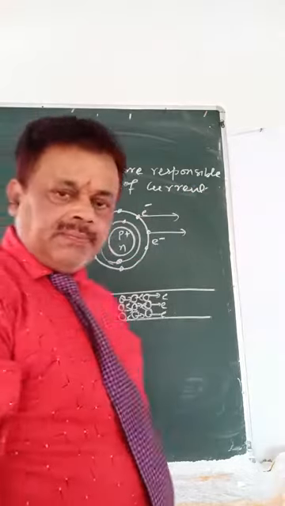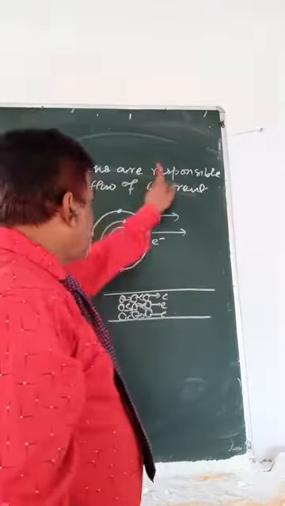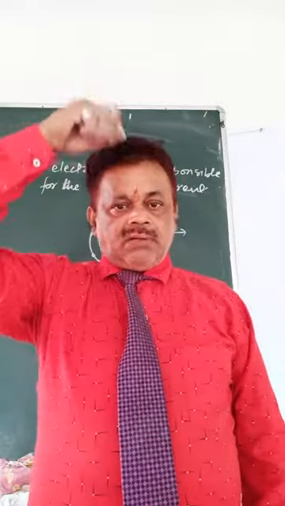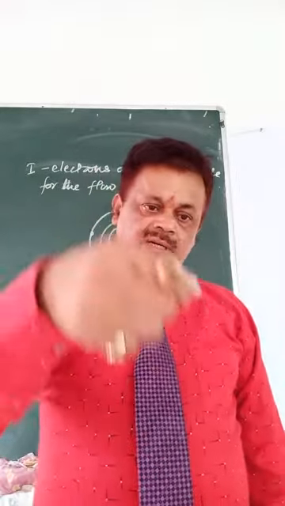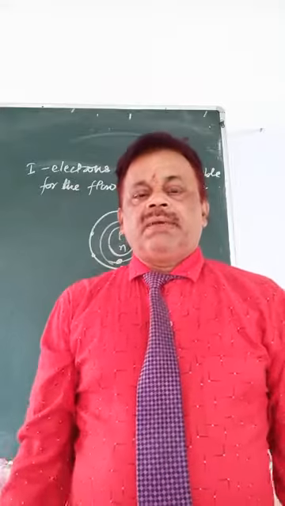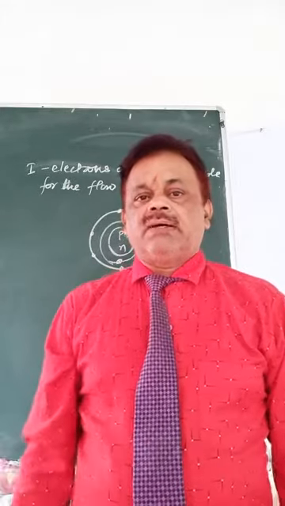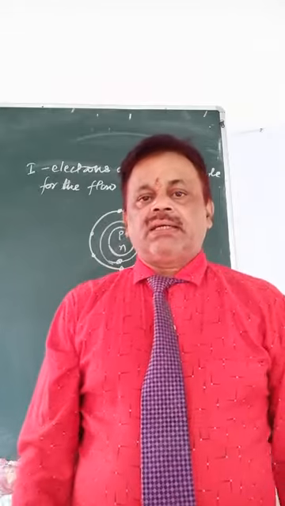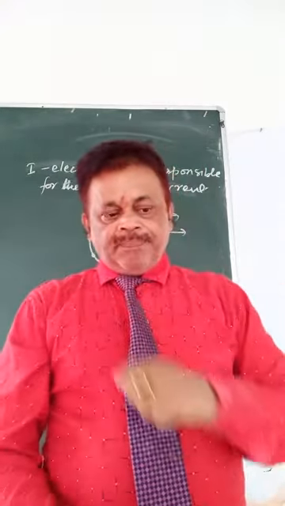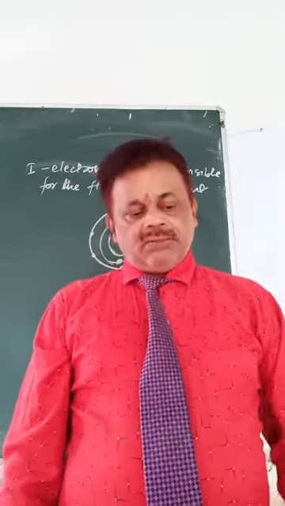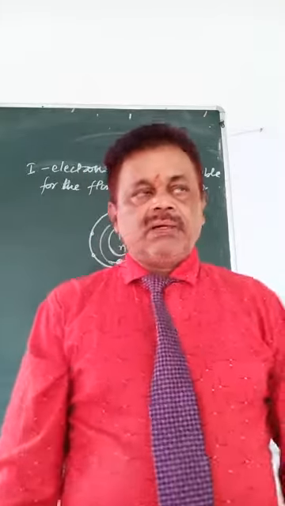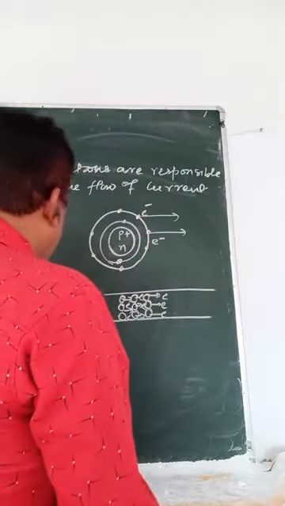If electrons are responsible for the flow of current, sometimes you might have observed, you comb your hair, and bring your comb in front of bits of paper, you see it gets attracted. What makes it? That means some charge is developed in the comb, so it gets attracted. Or you rub a glass rod with silk, show it to the bits of paper, you see the papers get attracted. That means there are two types of charge developed.